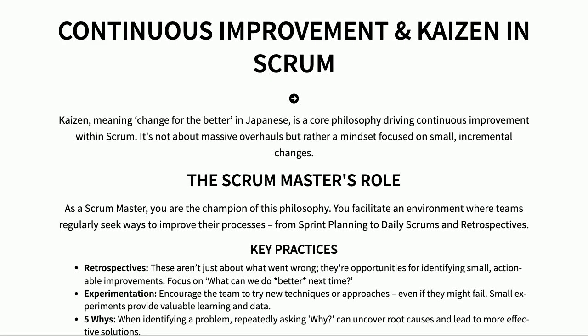Let's talk about continuous improvement, specifically how it fits into Scrum. Think of Kaizen as a philosophy of constantly seeking small, incremental changes for the better. As your Scrum Master, you're responsible for nurturing this mindset within your team. Retrospectives are key here. They aren't just blame sessions, but chances to identify tiny improvements we can make. Encourage experimentation, letting the team test new things. And when a problem pops up, use the 5 whys technique to dig down and find the real root cause, not just treat the symptoms.